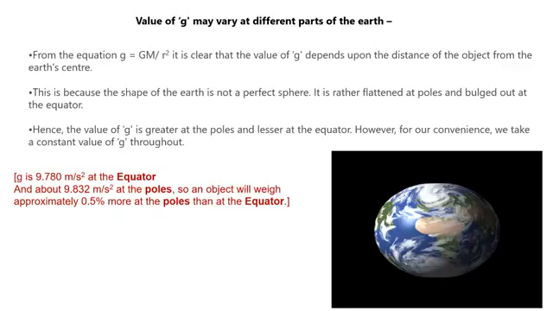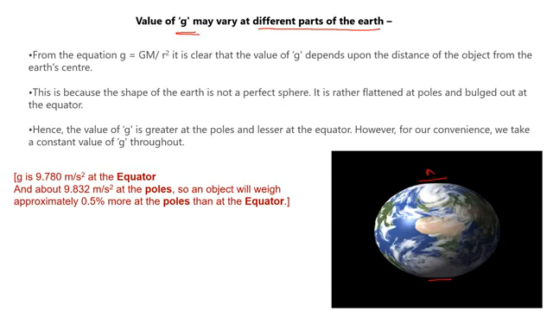Before we get the value of G, let's find out what are the different factors on which the value of g depends. The value of g may vary at different parts of the Earth. As you can see, the Earth over here is not a complete sphere. It is flattened at the two ends.